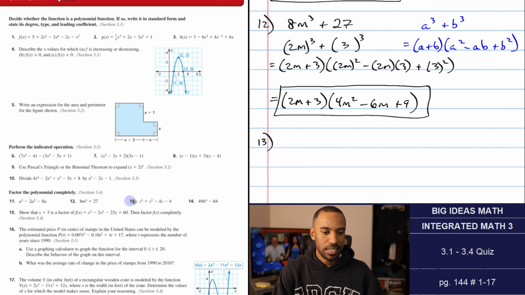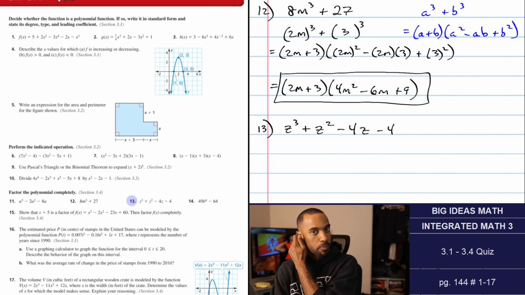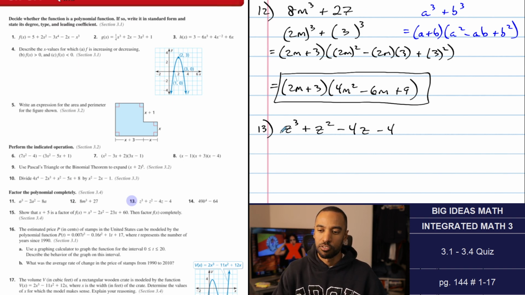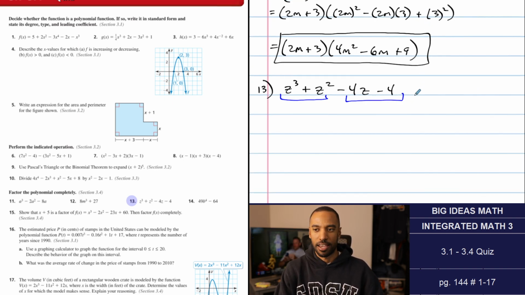z cubed plus z squared minus 4z minus 4. In instances like these, 4 terms, we've got a cubic and all. No common factors, by the way, for all terms. We're looking to factor by grouping, which is pairing off consecutive terms such as these. As long as we're in standard form, it should work out the way you're looking for it to be. And because they built the problem for you, you can factor by grouping. Not every quadrinomial can be, but this one can.